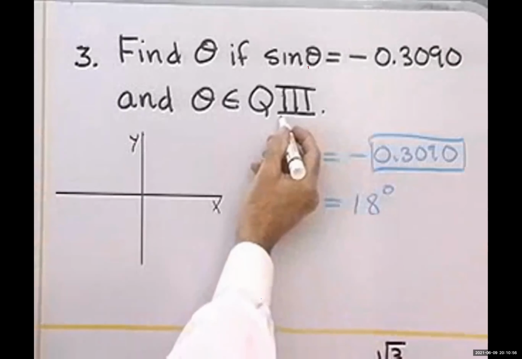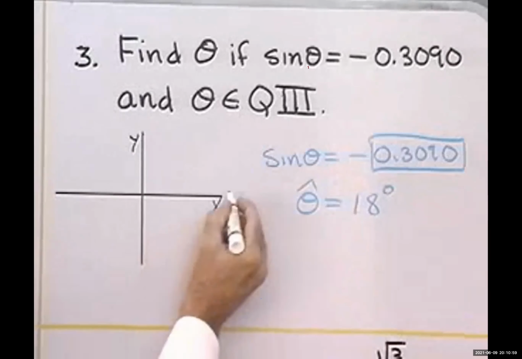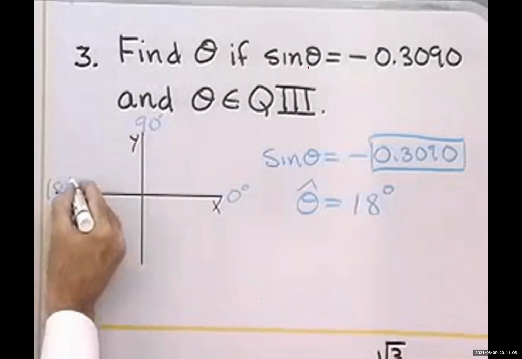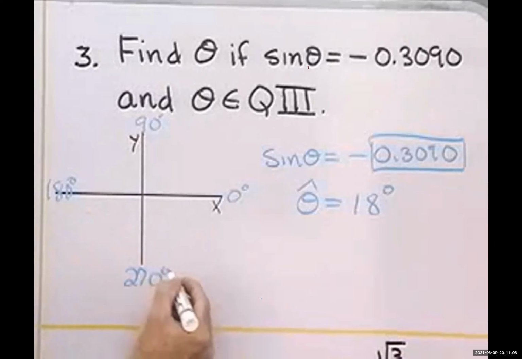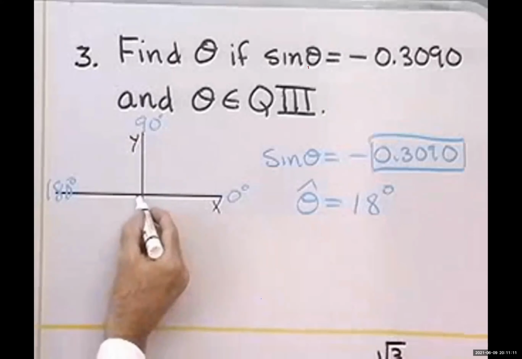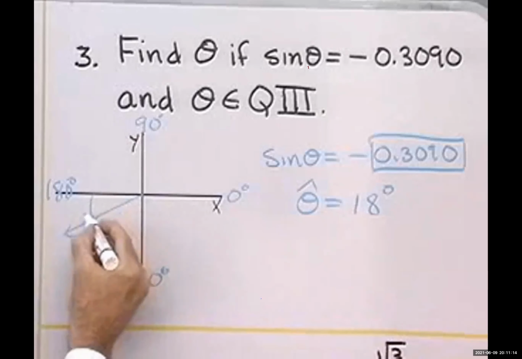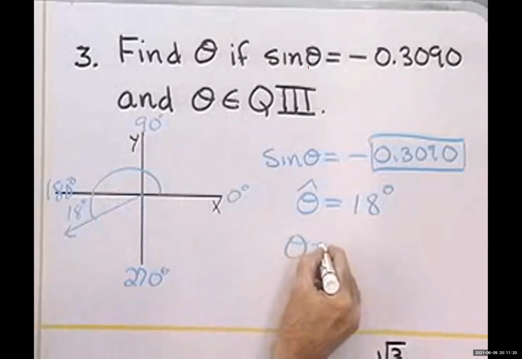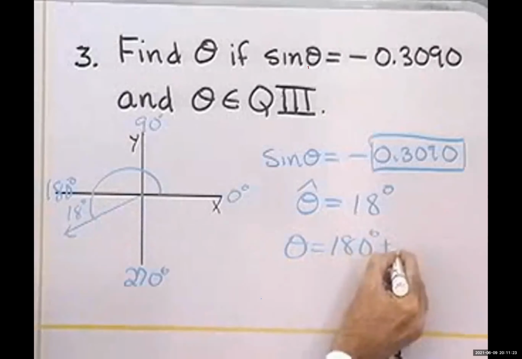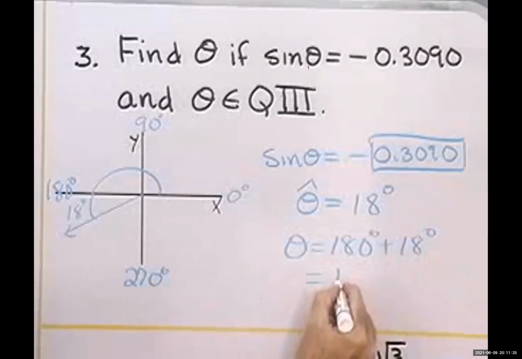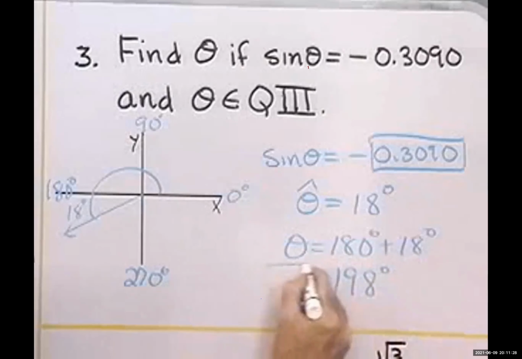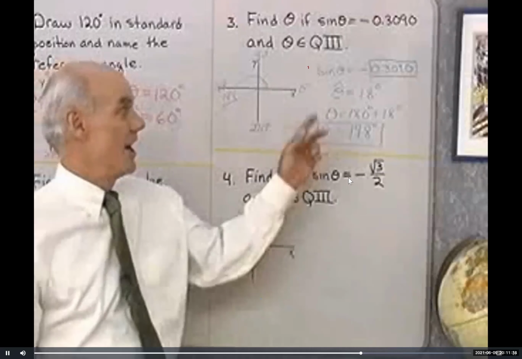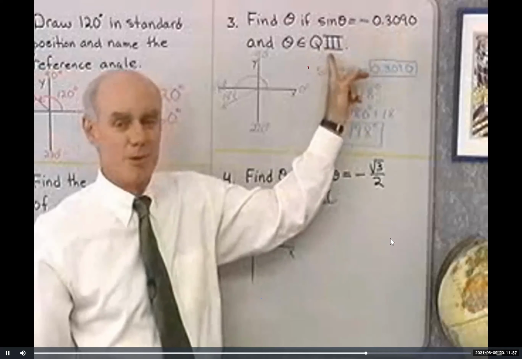Now I know that theta terminates in quadrant 3. Its reference angle is 18 degrees. Remember, this is 0, that's 90, and they're degrees. 180 degrees, and 270 degrees. So I'm in quadrant 3 with a reference angle of 18. I'll draw this in. This is 18 degrees. So my whole angle theta right here must be 180 degrees plus 18 degrees, which will be 198 degrees. So angle theta comes out to be 198 degrees, and I found it by knowing that sine theta is negative 0.309, and theta terminates in quadrant 3.